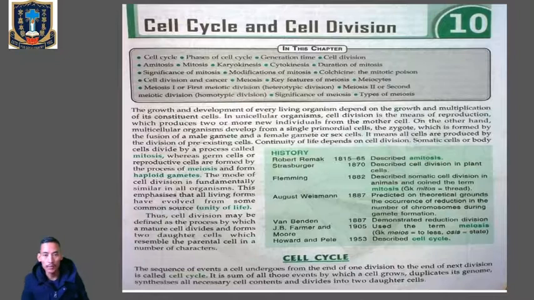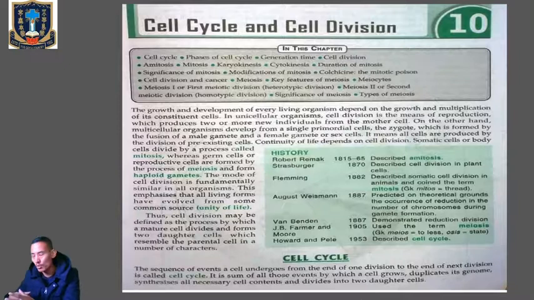Alright, okay, now let's go to the next one, which is called the cell cycle. Now what do you mean by cell cycle? So cell cycle means the sequence of events which a cell undergoes from the end of one division to the end of another division, or the next division. Okay, so from the end of one division to the end of another division, we will see a sequence of events which will be going on, which we will discuss afterwards.